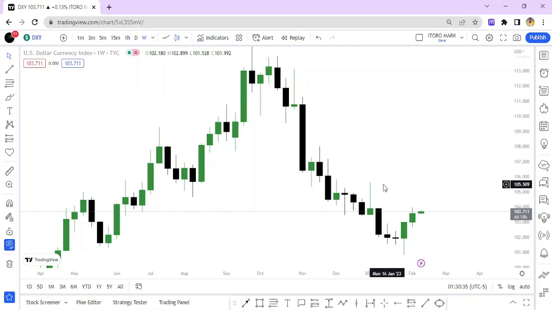Continuing to push higher into important PD arrays. Now we have this high here. This is the buy side liquidity here. So we can be expecting DXY to navigate towards that.